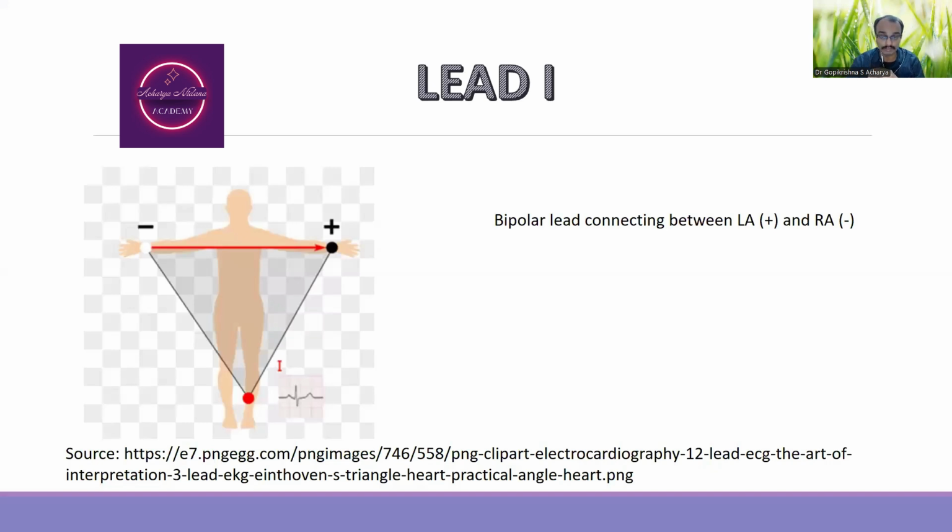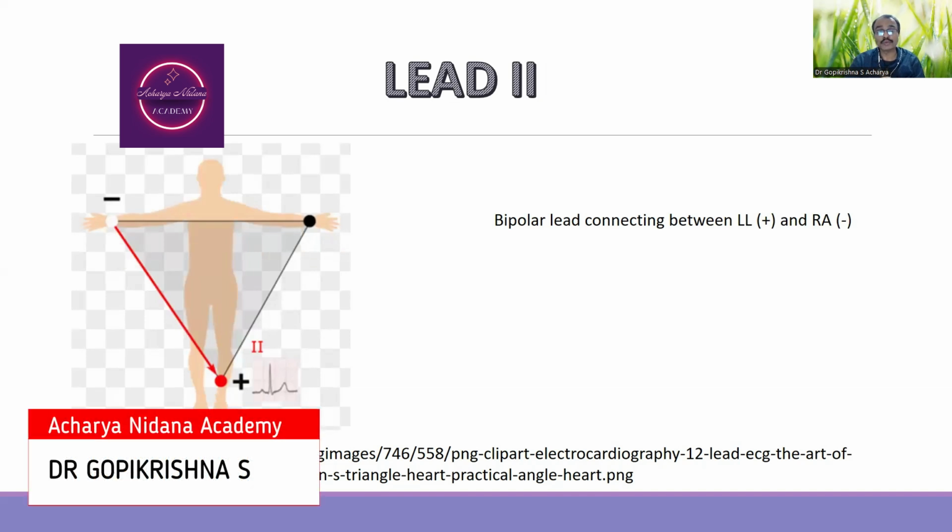Lead 1 is considered to be a bipolar lead, wherein the electrodes record the actual electrical potentials between the left arm and right arm, with the positive electrode connected to the left arm and the negative electrode connected to the right arm. As they record the actual electrical potentials between two electrodes, they are termed bipolar leads. Lead 2 is again a bipolar lead wherein the positive electrode is connected to the left leg and the negative electrode is connected to the right arm.